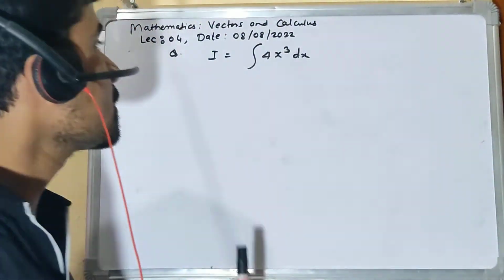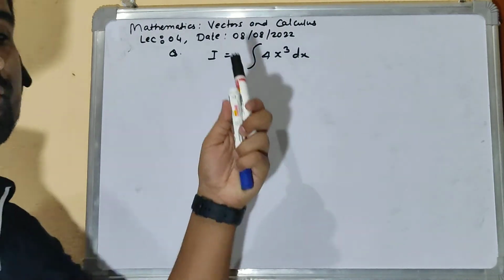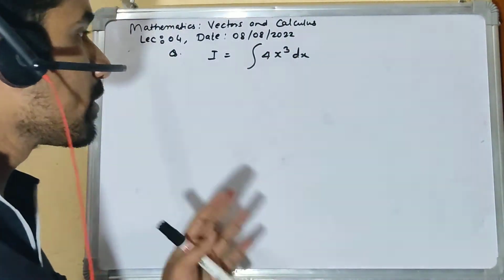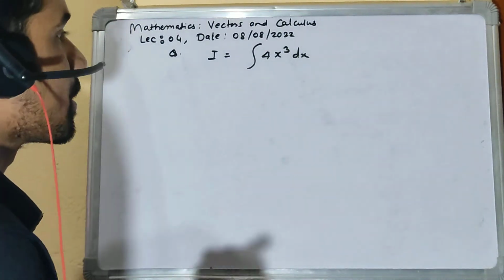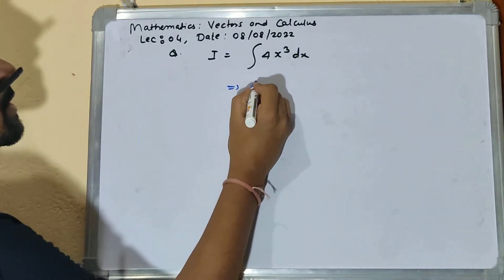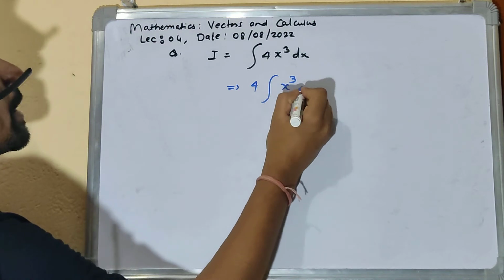Right. So the first problem is I equal to the integration of 4x cube dx. 4 is a constant, and any constant can be brought out of a differential or integral function. So I'll bring this 4 outside the integral and integrate x cube dx.